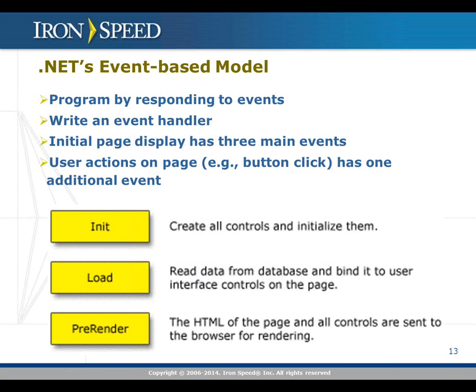So with the .NET event-based model, the whole concept is that you need to program based on these events. So part of that is you have to write an event handler, and then you need to initialize the page using these 3 main events, and then there might be additional events too. And then there's extra user actions. That might be an additional event. For example, a button click. So the 3 core events on every .NET application are going to be init, load, and pre-render.